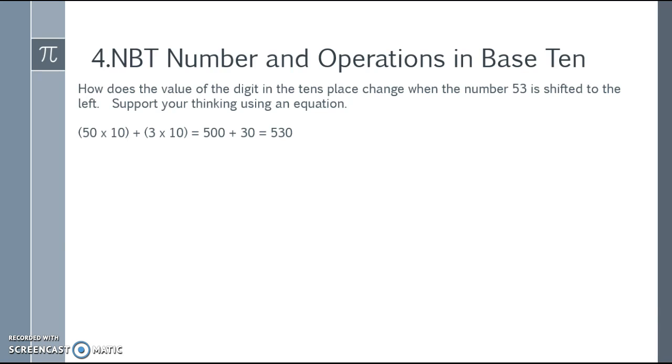So I know that when I decompose 53 into 50 and 3, they're each multiplied by 10. So 50 times 10 plus 3 times 10 gives me 500 plus 30, so 530. Notice when it's shifted to the left, 53 becomes 530 when I take 53 times 10.